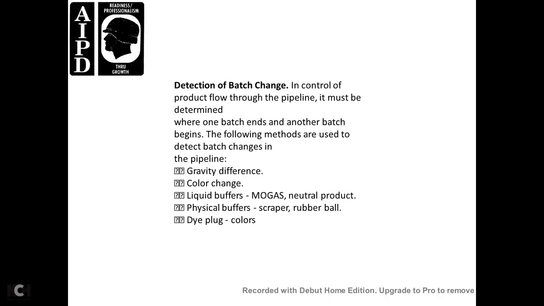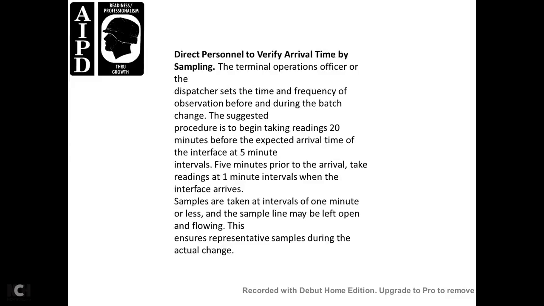Detection of batch change and control of the product flow through the pipeline. It must be determined where one batch ends and another batch begins. The following methods are used to detect the batch changes in the pipeline: gravity, distance, color change, liquid buffers, MOGAS, neutral product, physical buffers, scrapers, rubber balls, and dye plug colors.